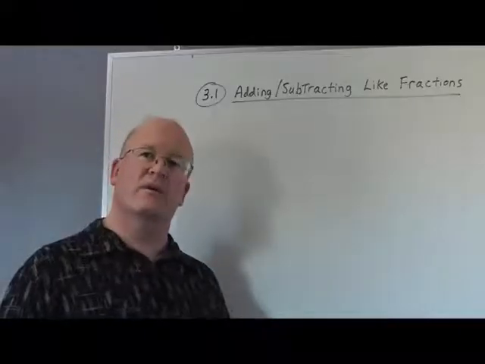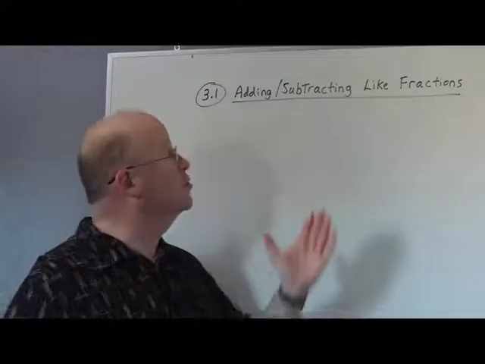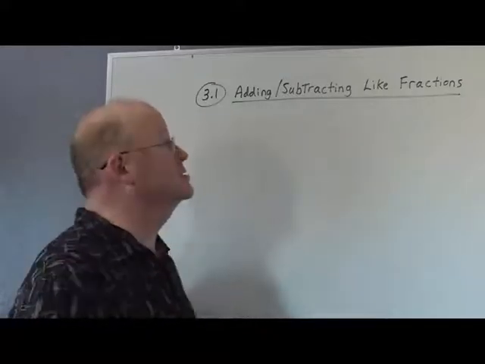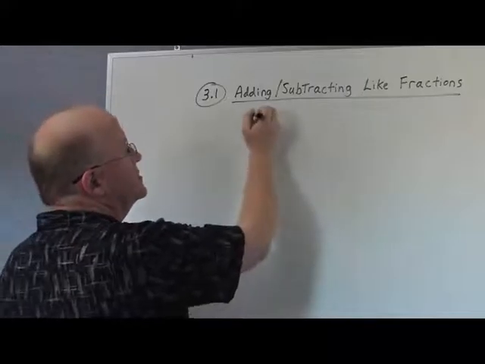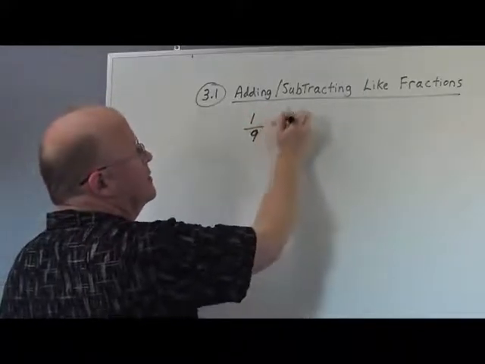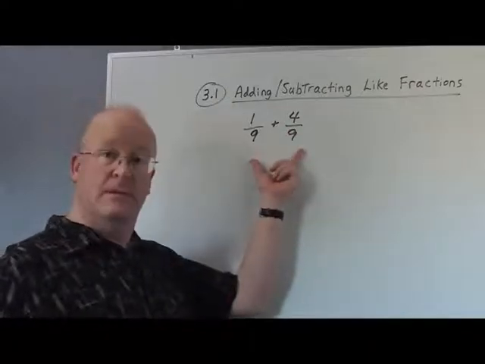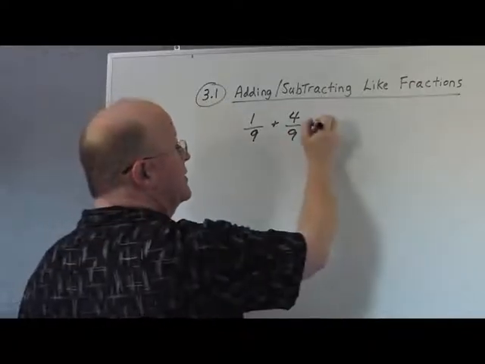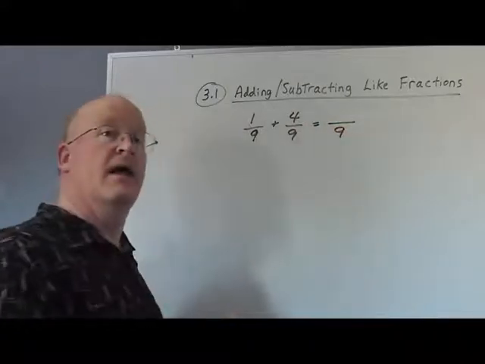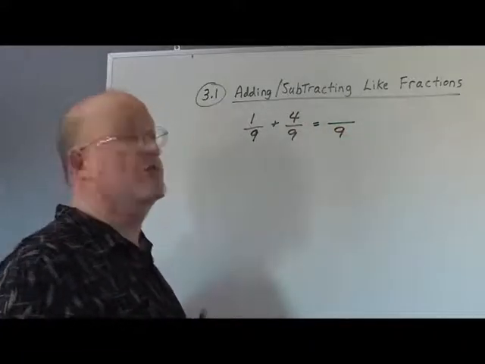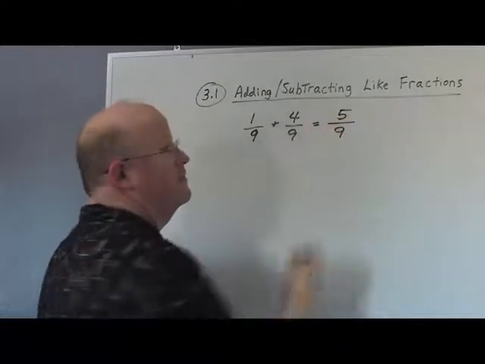In this section, we're going to begin adding fractions, which is actually quite easy to do when you have like fractions, meaning they have a common denominator. Let's say we want to add 1/9 plus 4/9. They each have the same denominator, and so when you add these together, the common denominator of 9 is going to remain. And then all you're going to do is add across in the numerators. 1 plus 4 is equal to 5.